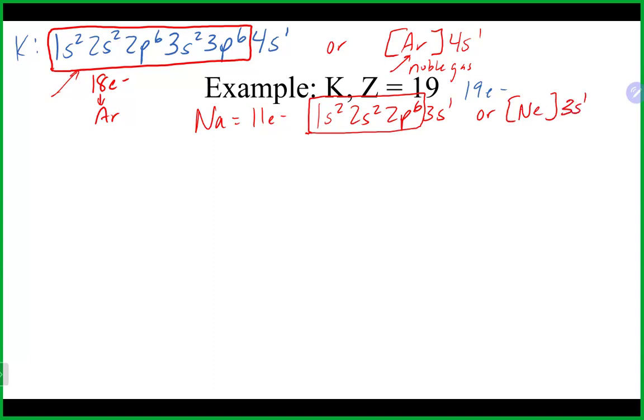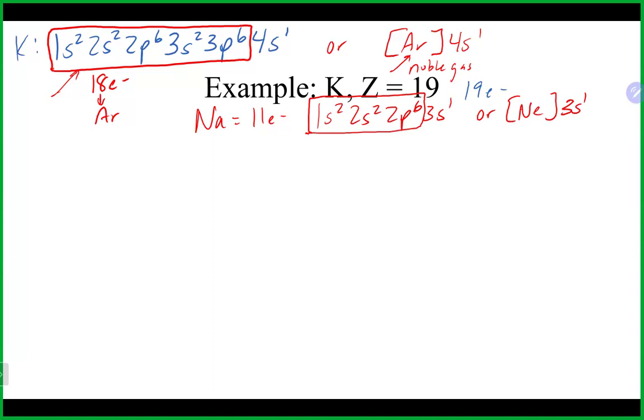So if you look on the periodic table, if you go back one from sodium, it's neon, and that is the noble gas that comes right before it. So it always has to be a noble gas in there. And then you basically just continue on with the configuration as needed. Any questions on that?